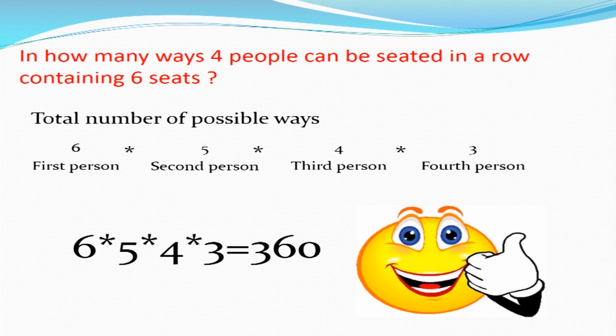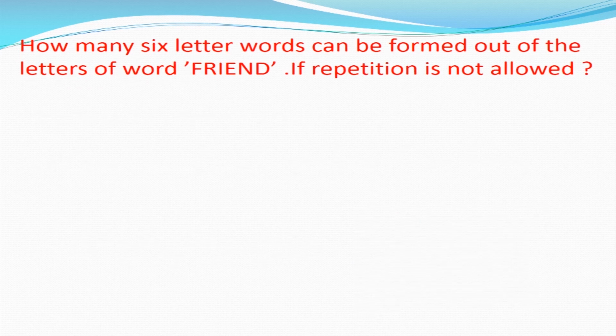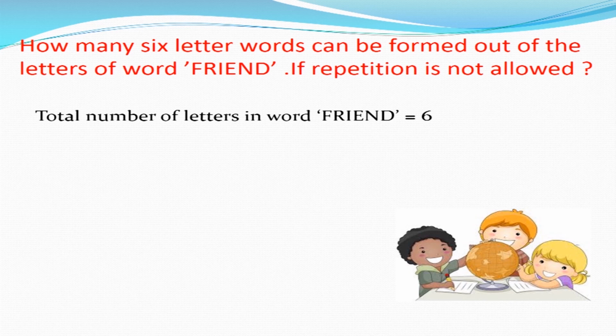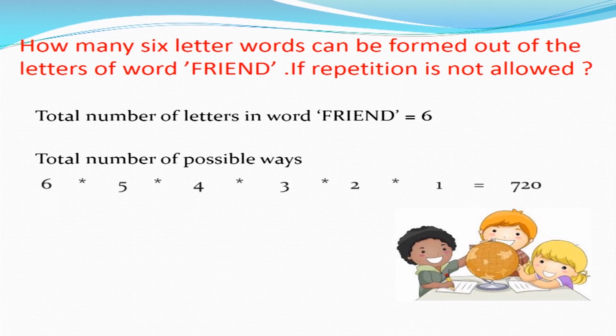Our next question is, how many 6-letter words can be formed out of the letters of the word friend if repetition is not allowed? As total number of letters in friend is 6 and repetition is not allowed, so number of choices will reduce by 1 in each step. Thus, total number of possible ways is equal to 6 into 5 into 4 into 3 into 2 into 1, which gives us 720.